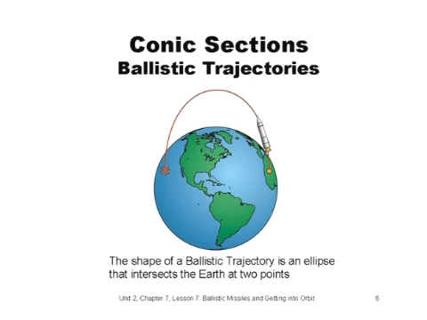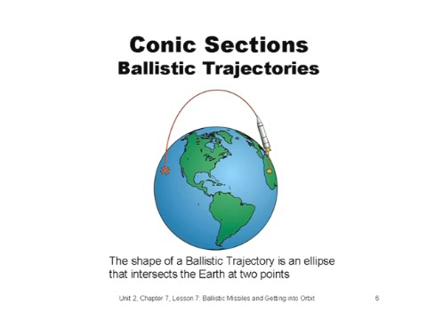The mission of an ICBM is to launch a payload from one point and impact at another. So the shape of a ballistic trajectory is an ellipse that intersects Earth at 2 points. In this figure, the launch takes place from somewhere in Africa to impact in the Pacific Ocean.